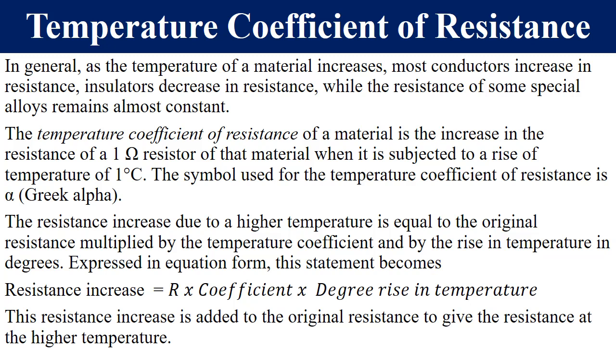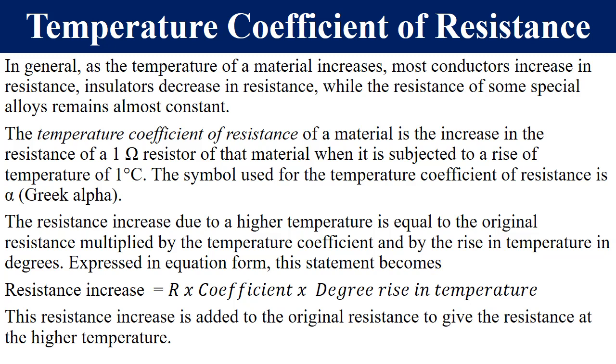We have got this parameter called temperature coefficient of resistance, and it can be defined as the increase in the resistance of a 1 ohm resistor of a material when it is subjected to an increase in temperature of 1 degree Celsius. Its symbol is the Greek letter alpha.